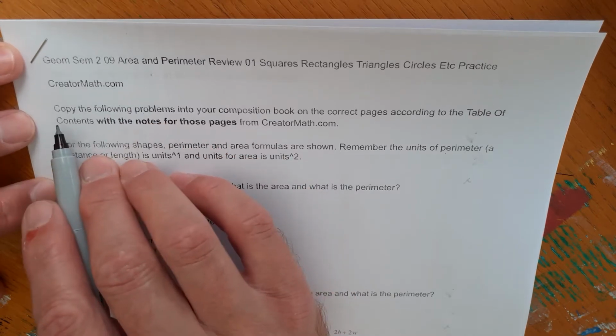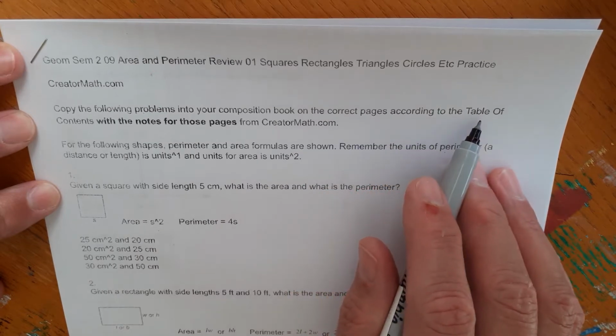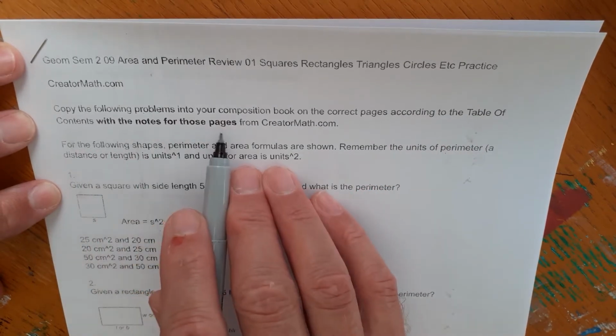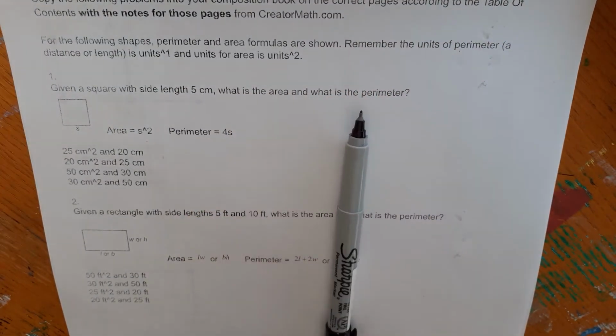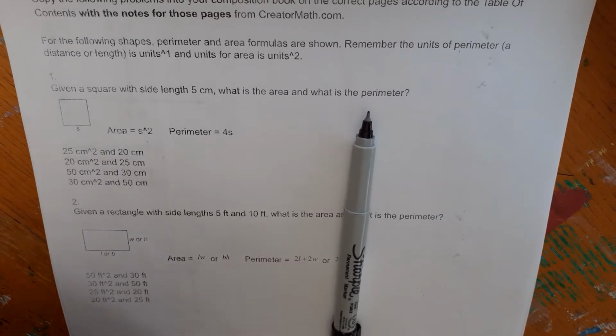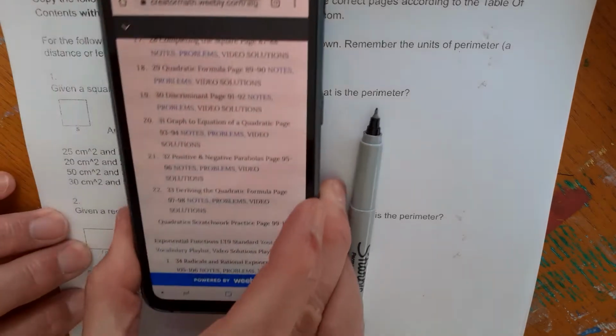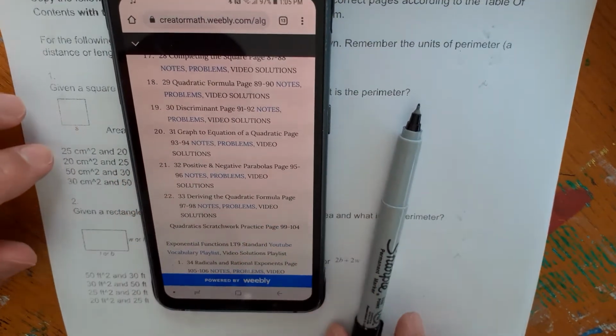creatormath.weebly.com to find it. The instructions are: copy the following problems into your composition book on the correct pages according to the table of contents, with the notes for those pages from creatormath.com. So just before I start some problems here, if I could pull up that table of contents, that might help you orient yourself to what we're talking about here.